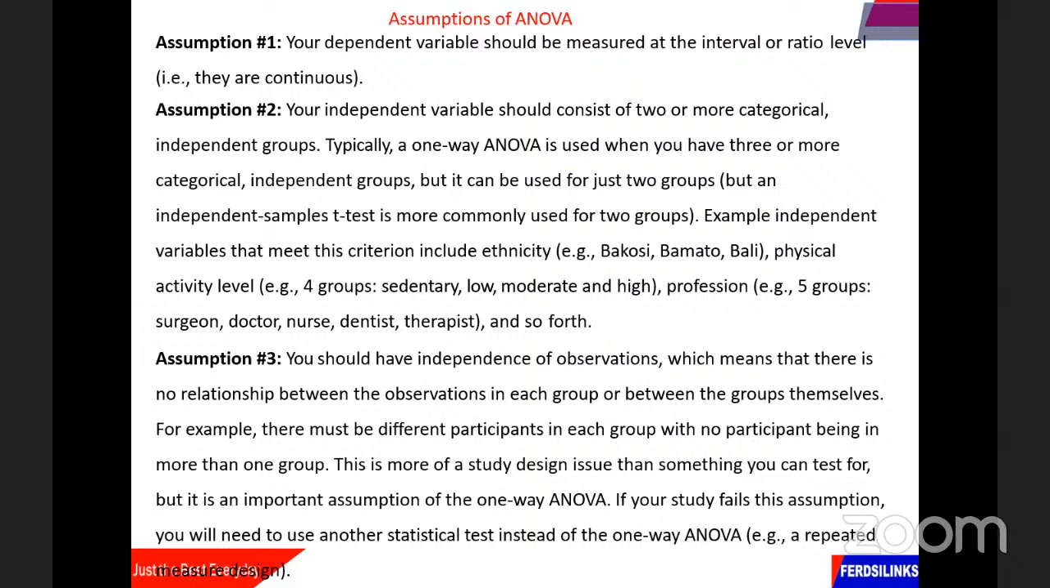For instance, if we say 2 or more categories, we may be dealing with tribes. And here I said we can have Bakosi, Bamato, and Bali. I don't know which tribes those are. But we may want to study something and see if it varies. For instance, if we are studying what now?